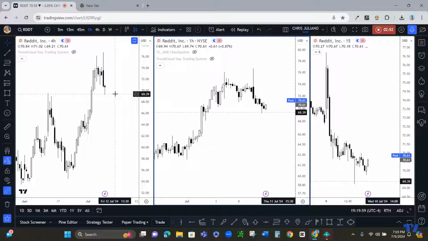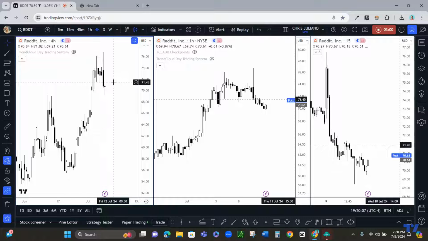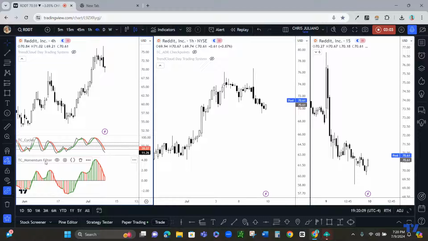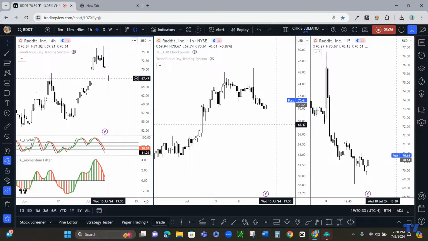And let's go back to the high time frame. On a high time frame, I'm looking for the market edges, and I'm also looking for momentum. This is something else that I built. It's called a Trend Cloud Momentum Filter. It's going to tell me which way momentum is going. I also use a cycle indicator. And when the cycle indicator and my momentum filter are lined up like this, you know that you've got a good amount of force to the downside here. Just wanted to show you that real quick.